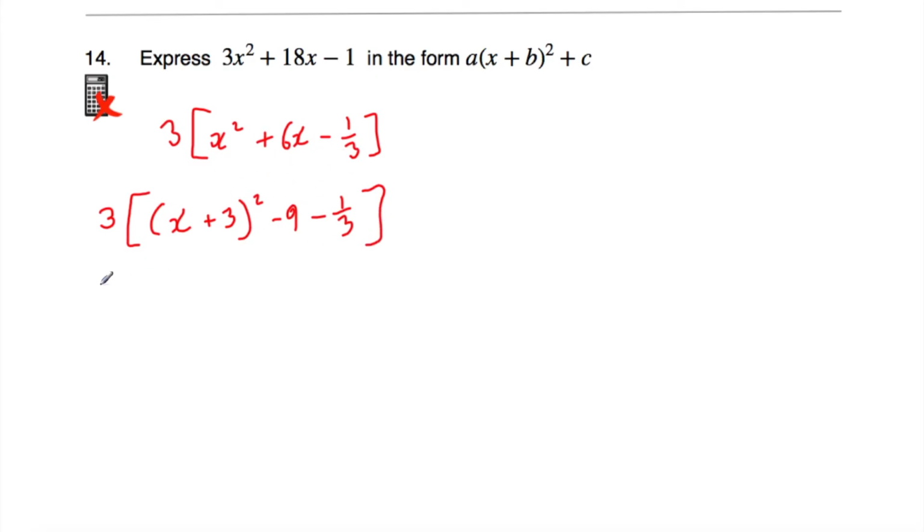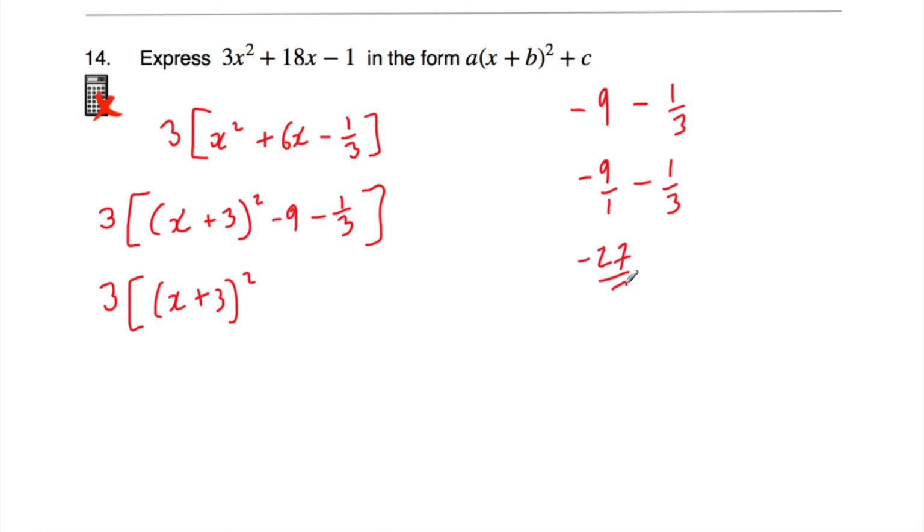Now let's simplify this. So 3 square brackets. Now let's simplify what's inside the square brackets. So we've got x plus 3 close brackets squared, and then we've got minus 9 minus a third. I'm going to call this minus 9 over 1, so it's minus 9 over 1 minus a third. We want the same denominator, so let's multiply both the numerator and denominator of this fraction by 3, so it'll be minus 27 over 3 minus a third. And minus 27 thirds minus another third would be minus 28 thirds.